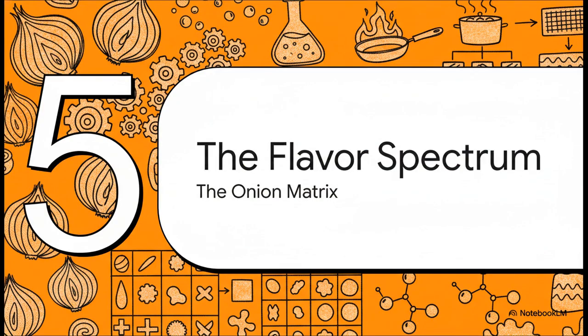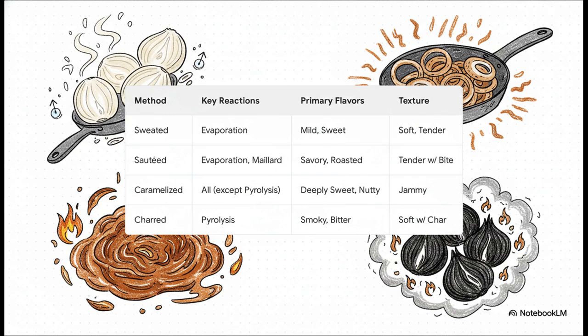So, now that we've gone through all those reactions, let's just pull back for a second and look at the matrix we've built. We can now see exactly how to produce specific flavors with intention. It's all about knowing which chemical reactions you want to bring into play. This matrix is your cheat sheet. It shows you exactly how each cooking method uses a different combination of reactions.